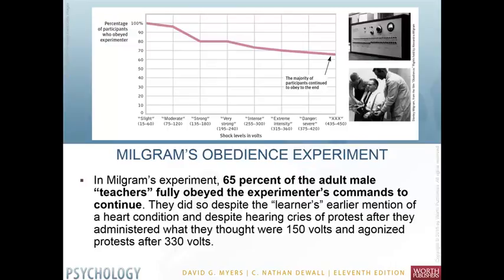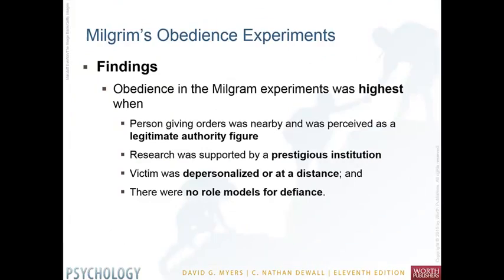This was a very powerful experiment because it really showed how well we obey authority. We do as we're told. The obedience was highest when the authority figure was perceived as legitimate and was giving orders close by. It was also much higher when it was done at a prestigious university like Yale. When they tried this in different locations that were not like that, the obedience dropped off.